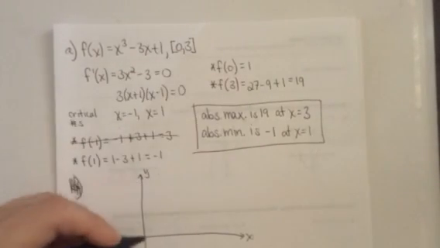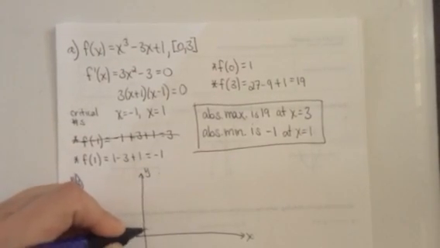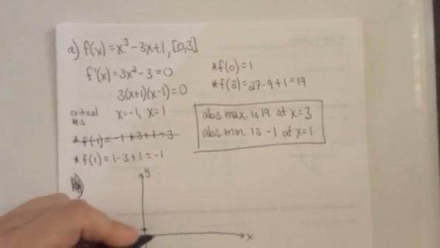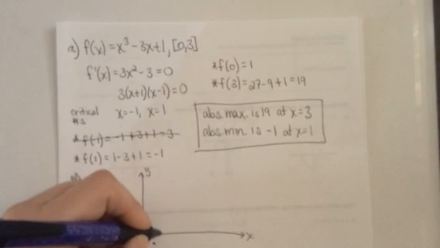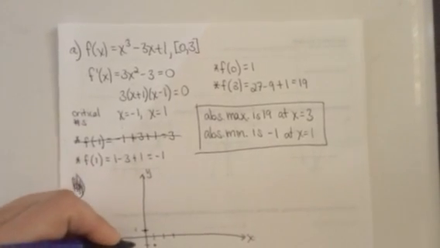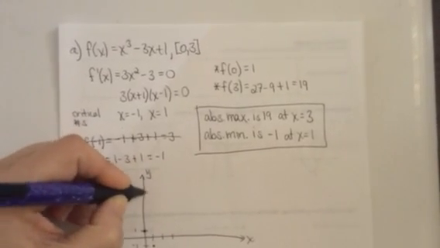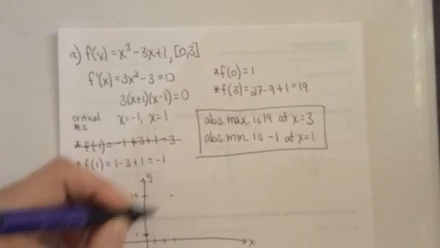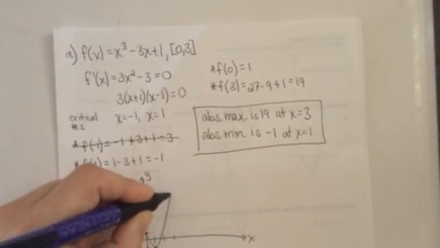So I know f of 0 is 1, over 0 up 1. I know f of 1 is -1, so there. And I know f of 3, so let's call this 1, -1, and then I'll put a 19 up here. F of 3 is 19. So my function looks something like this.